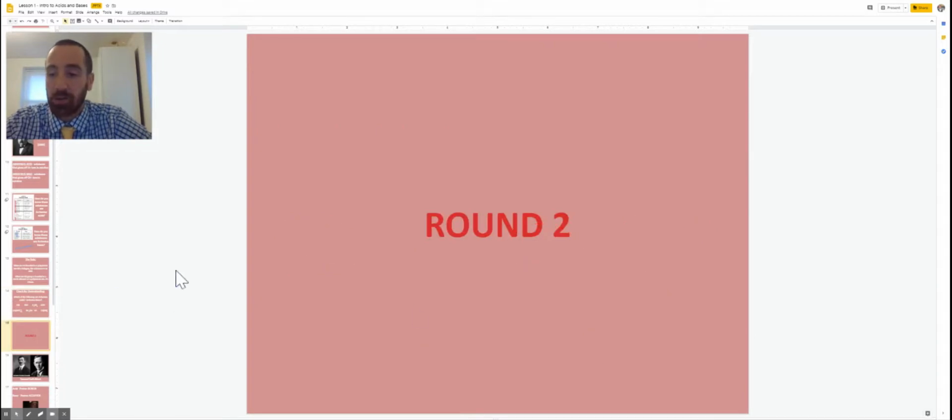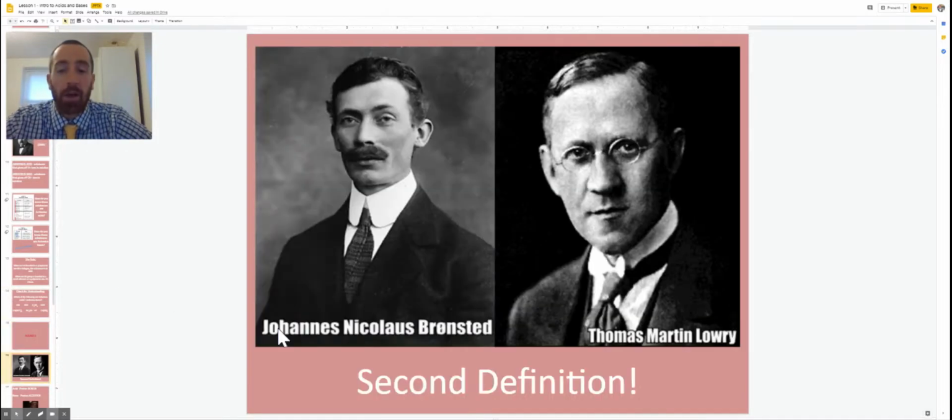Part 2, round 2. There's another definition. Now, it's called the Bronsted-Lowry definition. You no longer need to know their names. When I was a high school chemistry student, we had to know they were called the Bronsted-Lowry acids and bases, named after two more scientists who were after Arrhenius. However, you no longer need to know their names.